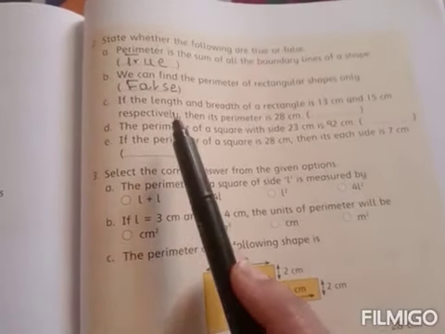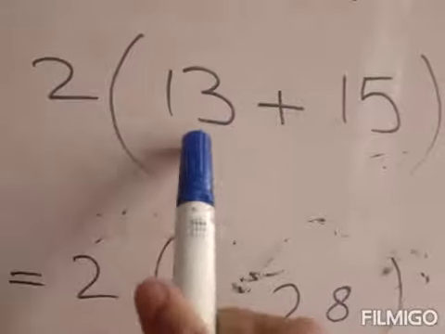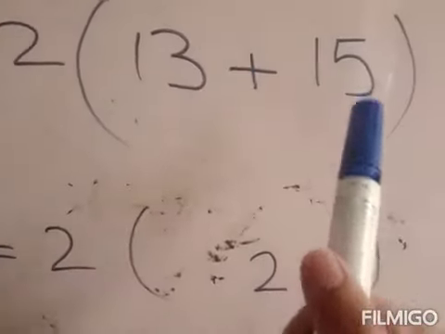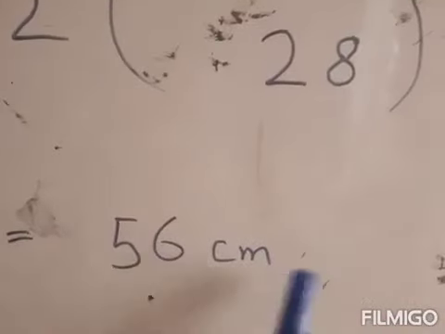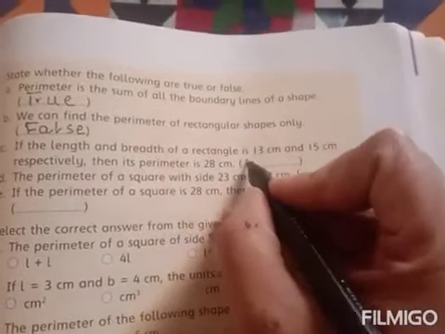Okay students, if you add 13 and 15, sides are 13 and 15 centimeter. First of all, we will add them up. 13 plus 15, 28. 28 into 2, 56 centimeter. But they have given you 28 centimeter, so it is also false.